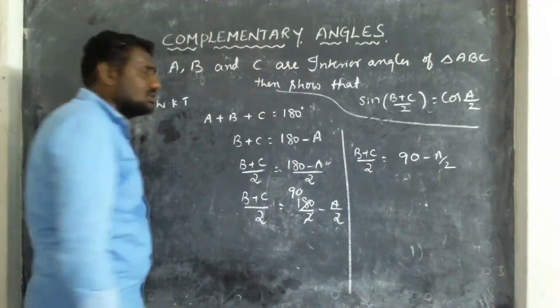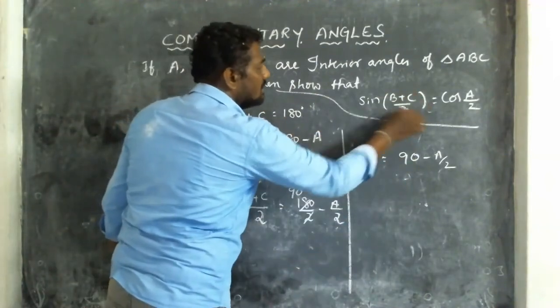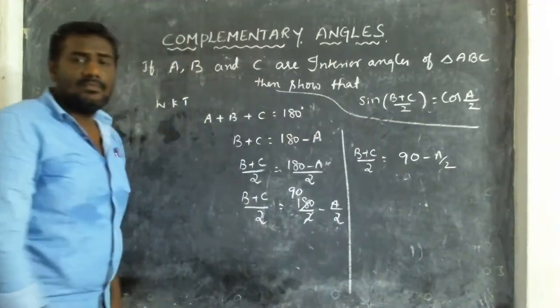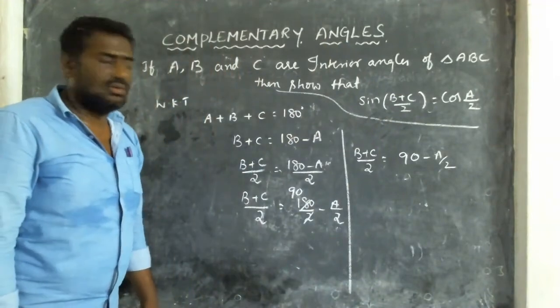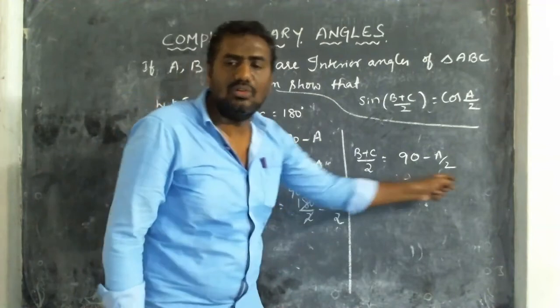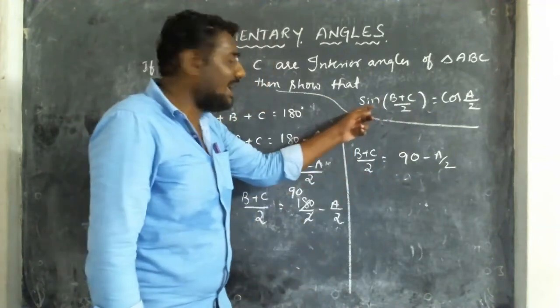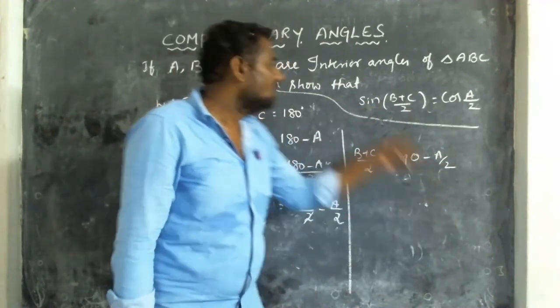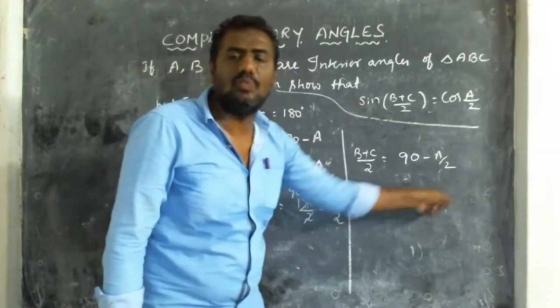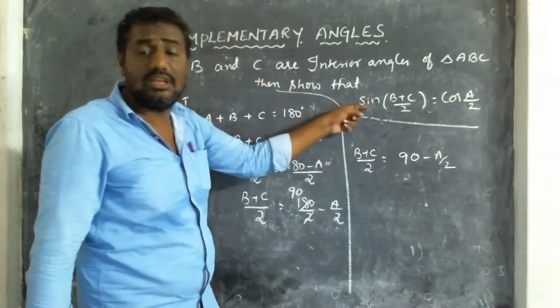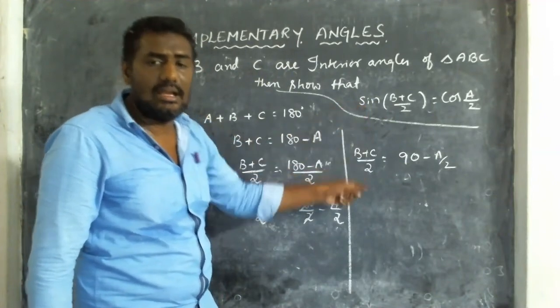Again, you check our question. On the left side, b plus c by 2, what trigonometry is there? Sine is there. So taking sine on both sides. Suppose tan is there, we'll take tan on both sides. If cos is there, we take cos on both sides. Now in the question I have sine, so I apply sine.